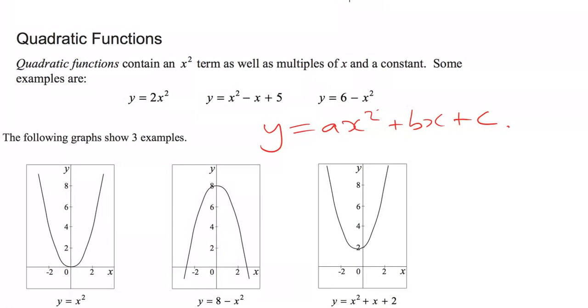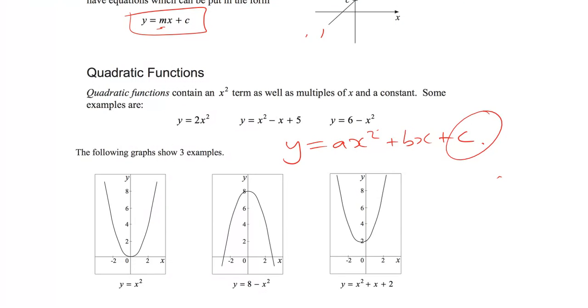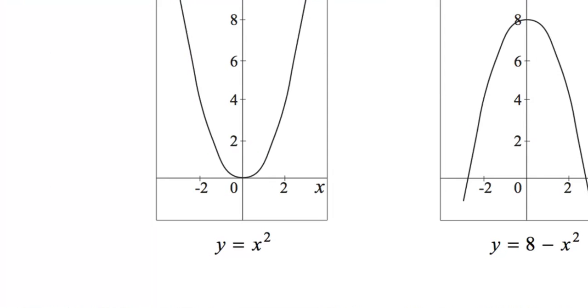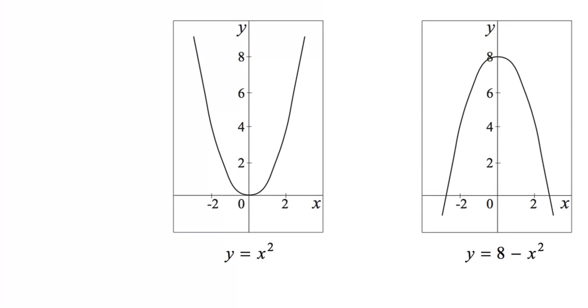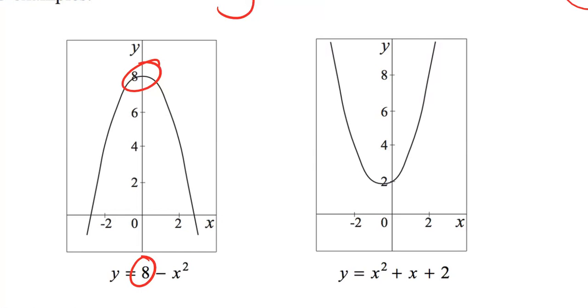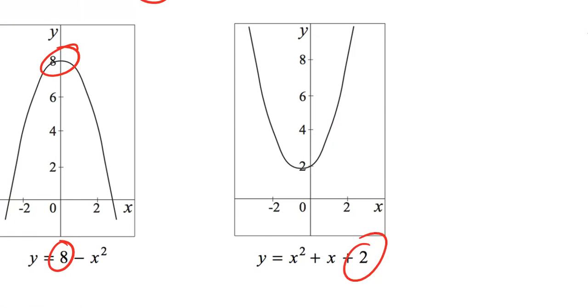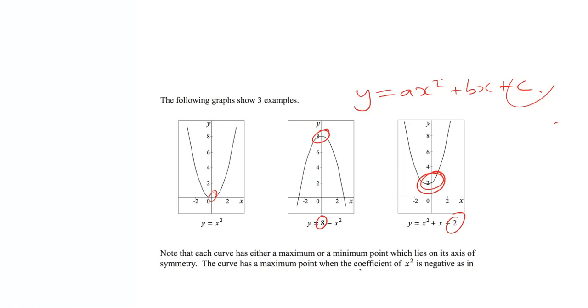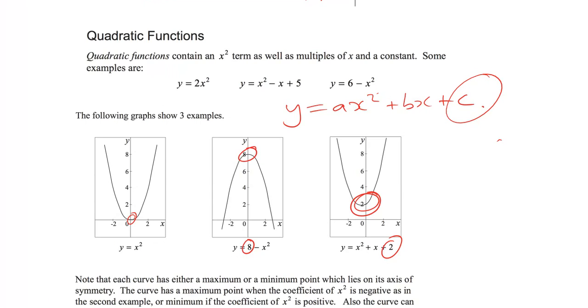So, for example, where it crosses the y-axis is the number on the end, the c, right? Okay, so for example, you can see with this one, this example here is y equals x squared. Well, there is no number on the end, so it crosses at 0. This has the 8 there, look, as its number on its own, so it crosses at 8. This final example here, look, has a 2 on its own, so it crosses at 2. So this number c helps us to find that.